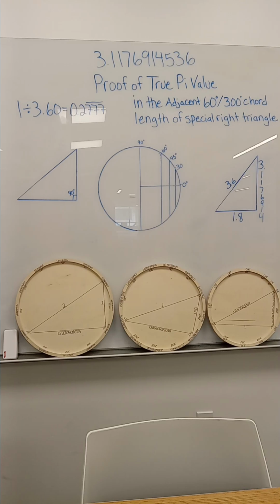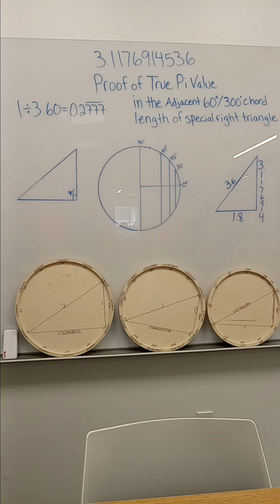Do a quick video on the proof of the true value of pi: 3.11769145536, and it is found in the special right triangle that's inside of every circle. Every triangle is formed out of the circle.